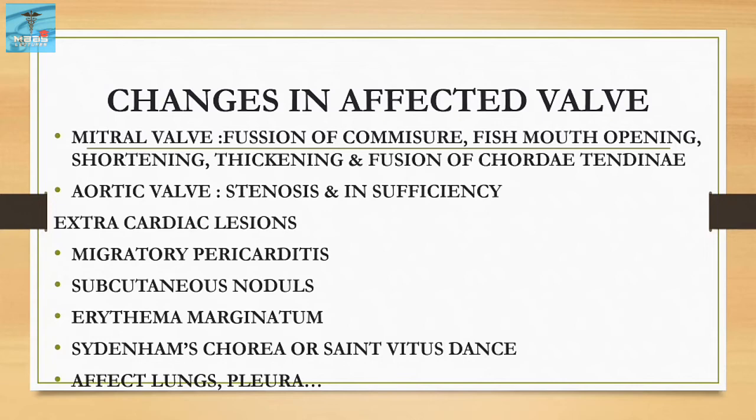Then about extracardiac lesions. It includes migratory polyarthritis. It is the usual presentation in acute rheumatic fever, and it is accompanied by fever. Then about subcutaneous nodules. These are spheroidal painless nodules attached to tendons or ligaments, and these are usually located on the extensor aspect of the wrist, elbow, ankles or knees.